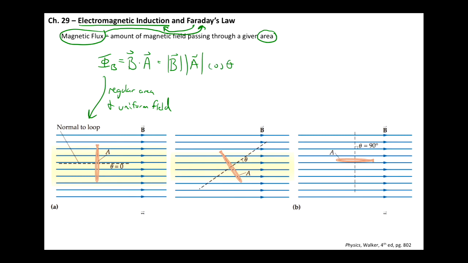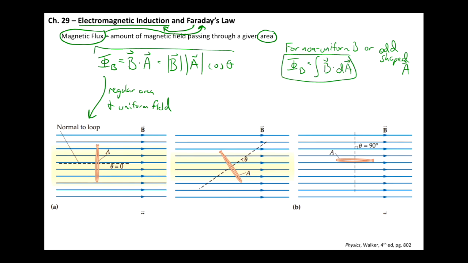And if we make things a little more complicated, as we might do from time to time, so we'll say for non-uniform field, or odd-shaped area, we could integrate this instead. Same idea in both cases.